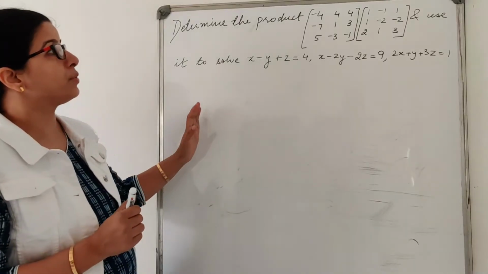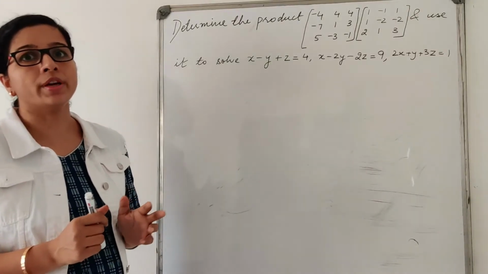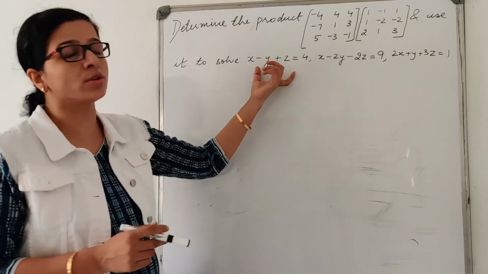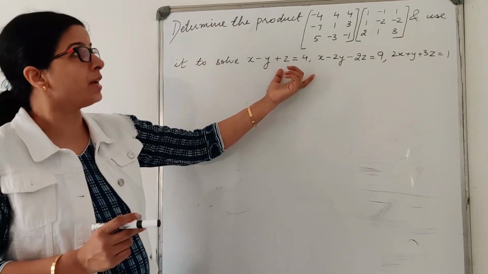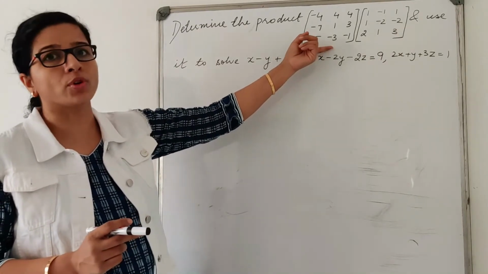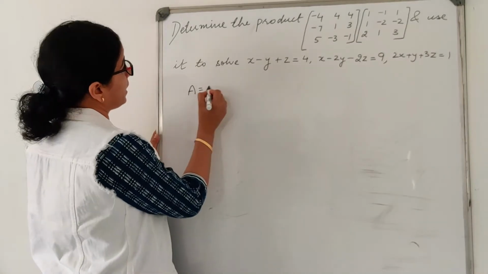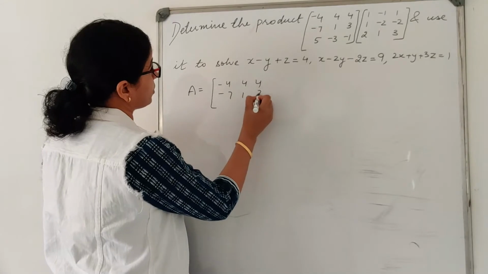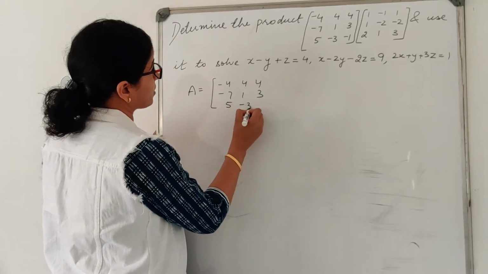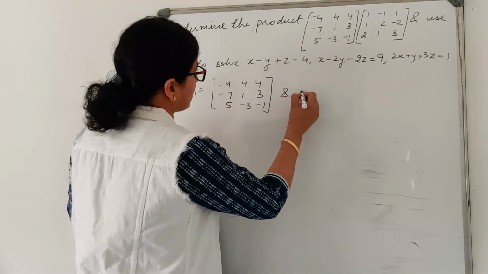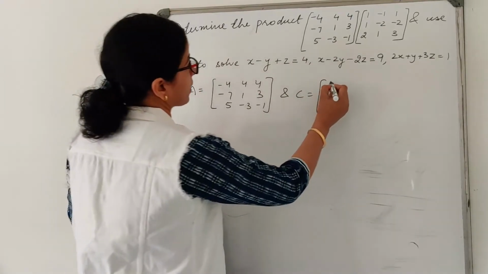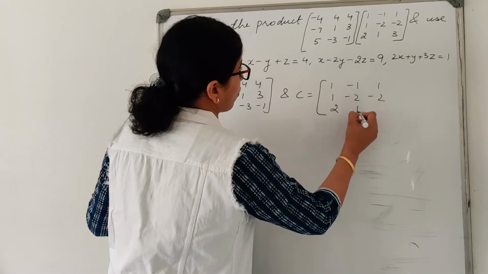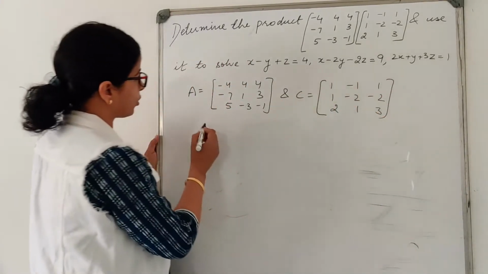So now see, viewers, this is a different type of question in which we have to utilize the product of these two matrices and find the solution of these simultaneous equations. Okay, so you have to use this product. So let us assume A is equal to minus 4, 4, 4, minus 7, 1, 3, 5, minus 3, minus 1. And C is equal to 1, minus 1, 1, 1, minus 2, minus 2, 2, 1, 3. Okay. Let us find the product of this.